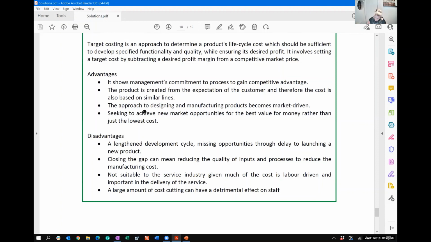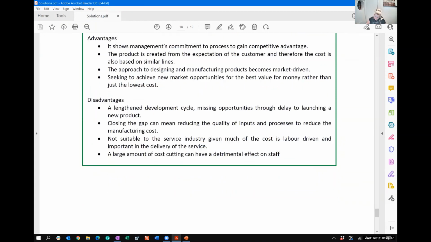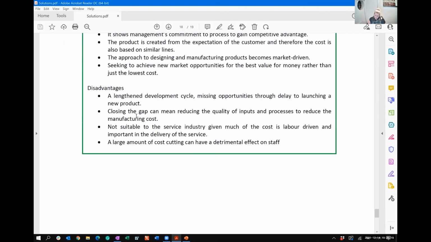The approach to designing and manufacturing products becomes market driven. So again, it's looking at market research. What do our customers actually want? What can we get things for, keeping those costs down? And then what we've got there is a couple of disadvantages.